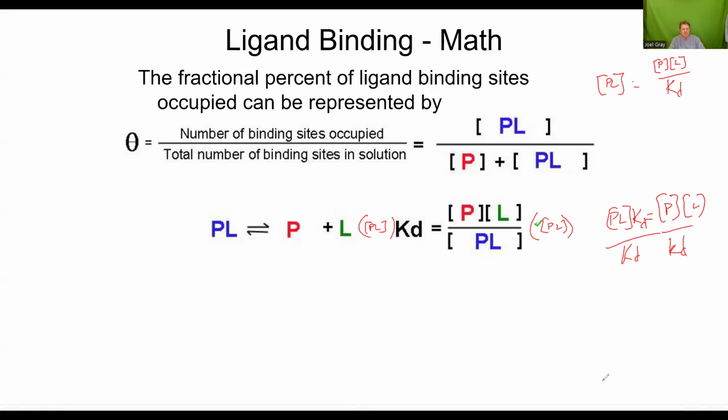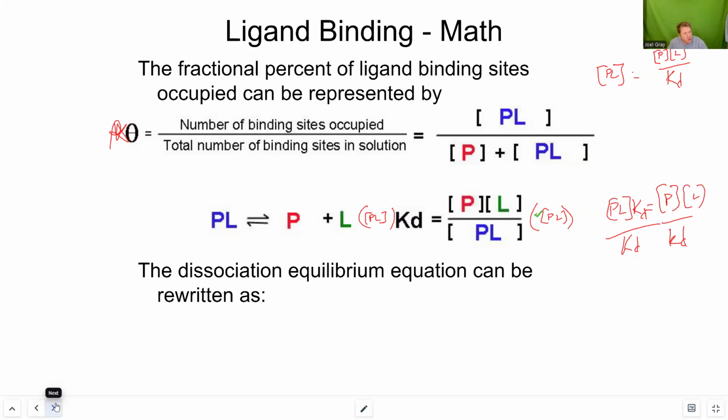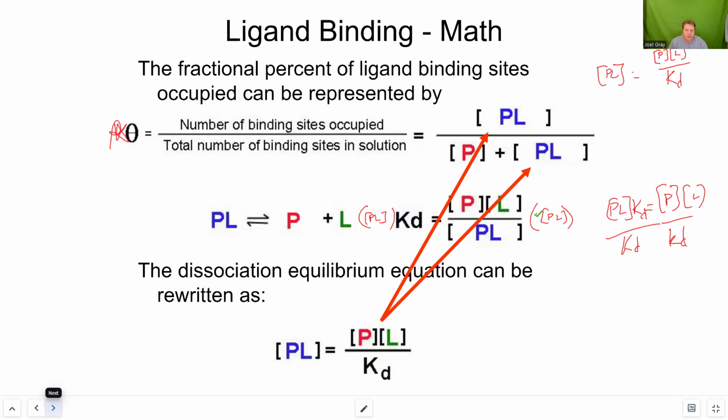Now, the great thing about this is now we have an expression that we can use to substitute for this right here, our theta, or we can plug into theta. And when we do that, this dissociation equilibrium equation can be rewritten as, booyah, PL, what I just wrote. The great thing about that is now we can substitute that into two different places in our theta expression. Boom, boom. That allows us to take that theta expression and put it in terms of PL and KD.